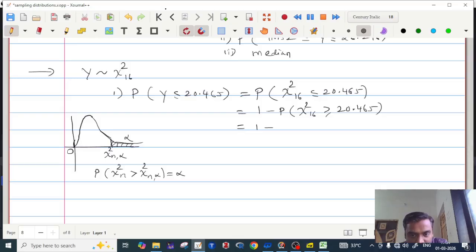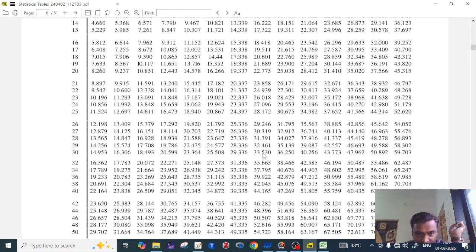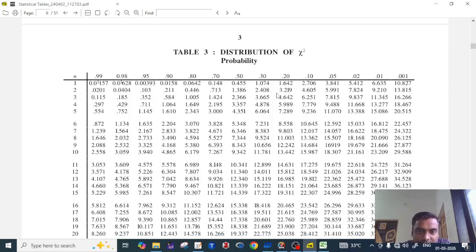And now, how to see this probability? Degrees of freedom 16 and point is 20.465. So let's see here. This is the statistical table, and this page is for the chi-square values. This first column is degrees of freedom. Inside values are the points, and the values here at top, these are the probabilities.